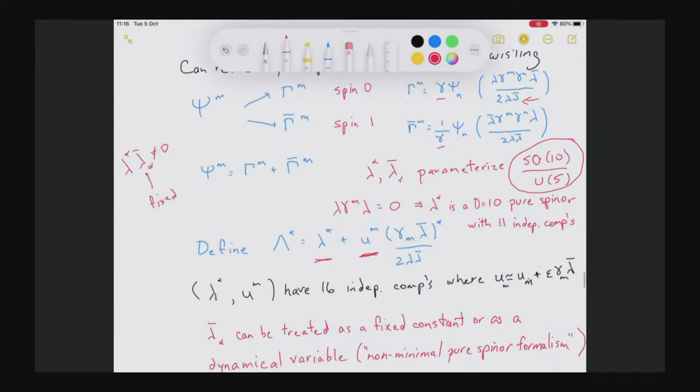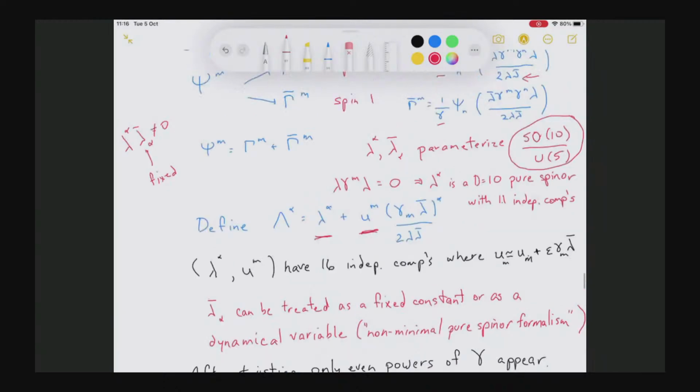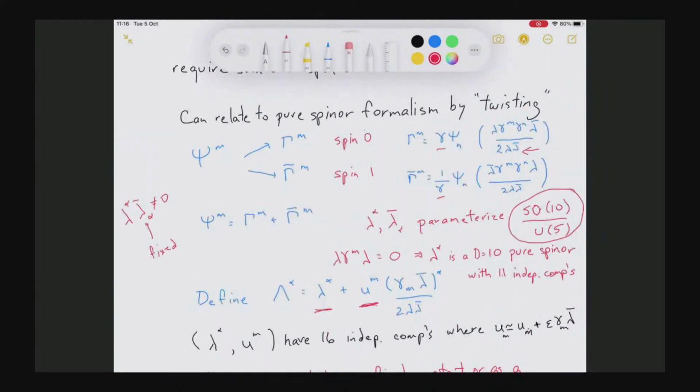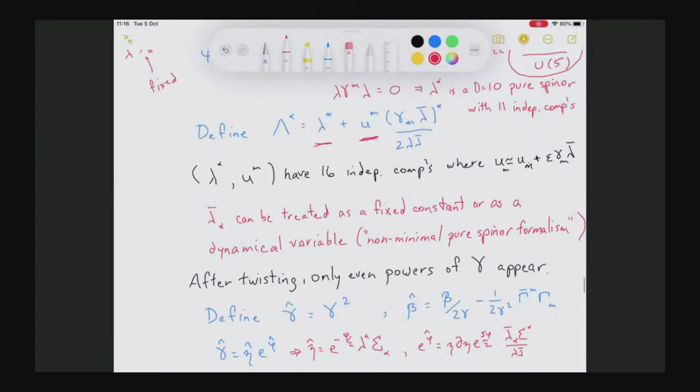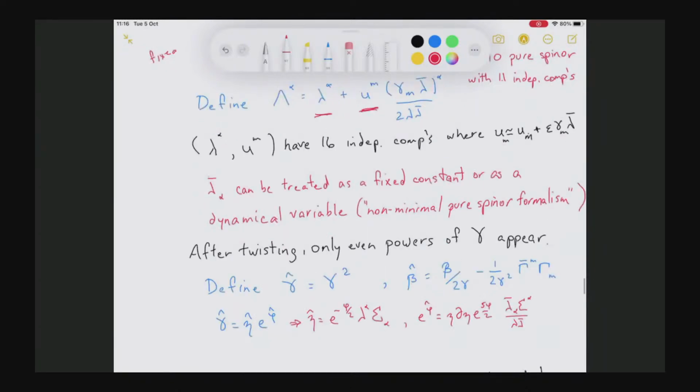Okay, so what we've done now is we've introduced variables of just integer spin. We've taken the psi's and split them up into fields of integer spin. And we've also taken the unconstrained bosonic spinor and split it up into a constrained bosonic spinor, a pure spinor, plus a vector. And now what happens is that after doing this twisting, only even powers of gamma appear. So assuming, of course, we're just talking about the GSO projected sector.